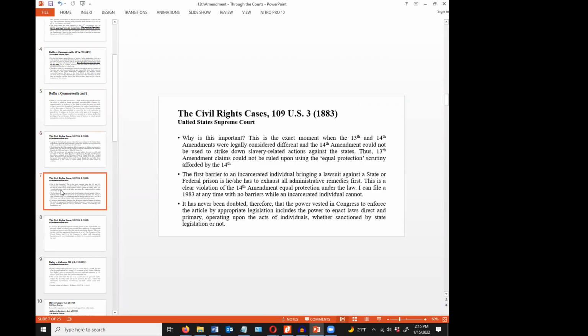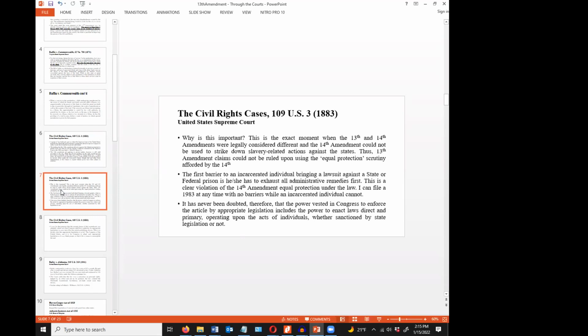So why is this important? This is the moment when the 13th and 14th Amendments were actually separated by the courts. Prior to this, cases were brought and they dealt with, as all of you here are very intelligent and a lot of what I'm saying you've heard before, the 13th, 14th, and 15th Amendments, which are referred to as either the Civil War Amendments or the Reconstruction Amendments, and they were used as one. But this case was the one that separated the 13th and 14th Amendments.